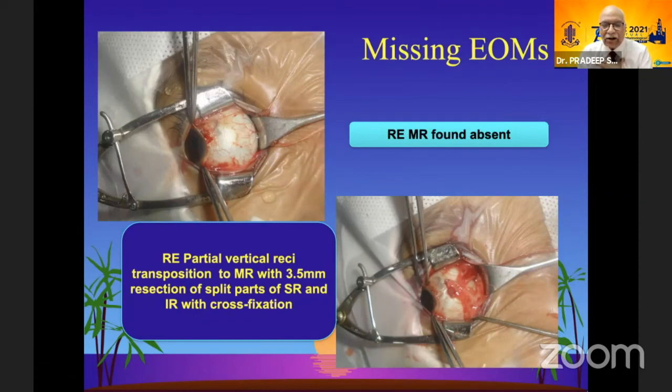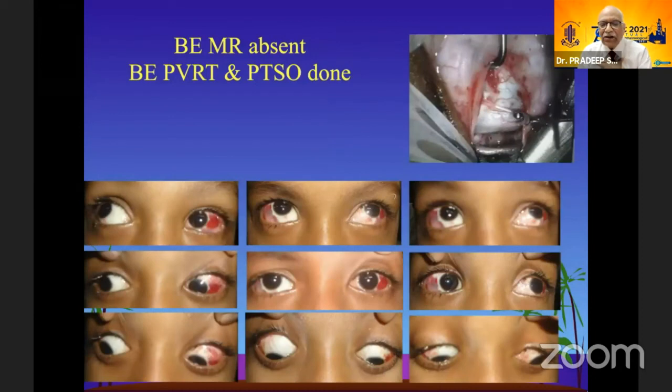So here I have done a cross-action PVRT, partial vertical rectus transposition, to improve the adduction. And this gives us good results of correction of the marked exotropia. And the superior oblique overaction required the superior oblique to be weakened by PTSO.